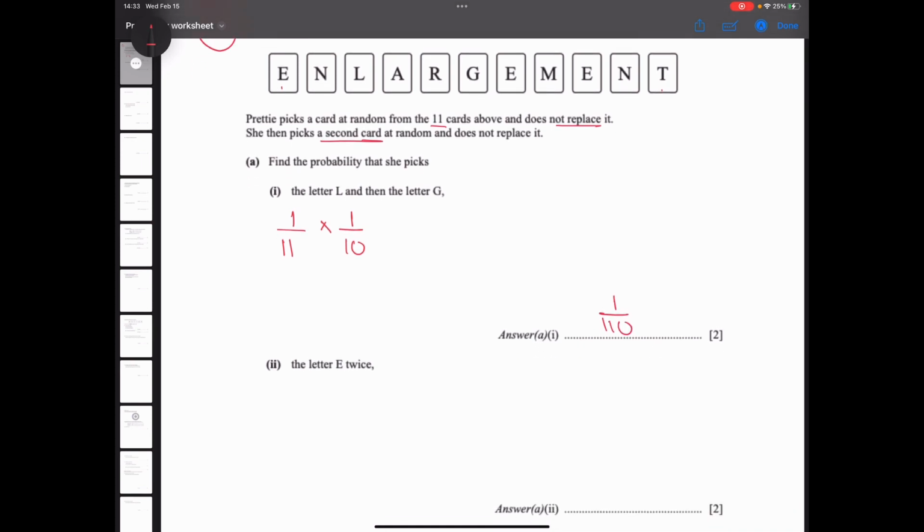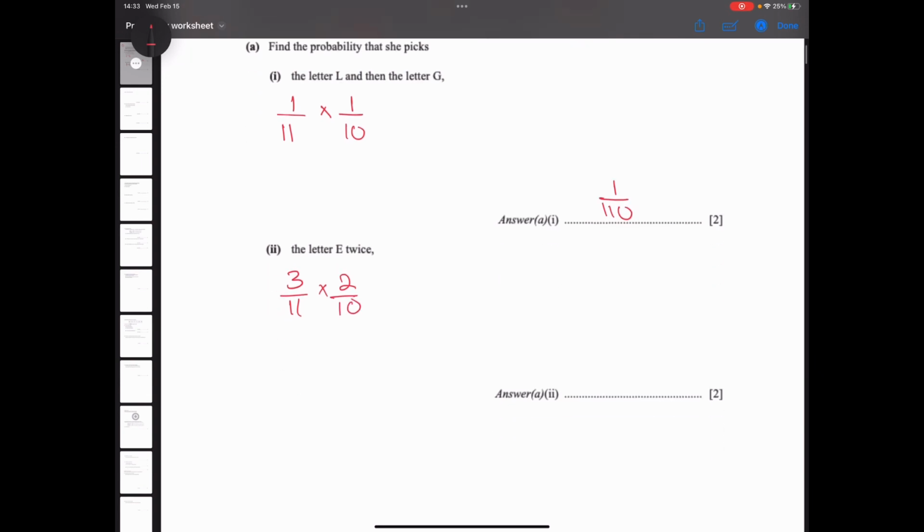The letter E twice. How many E's do we have? 1, 2, 3. So 3 out of 11 times 2 out of 10. This is going to give me 6 out of 110, okay?